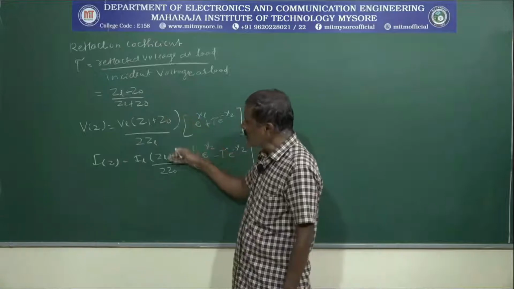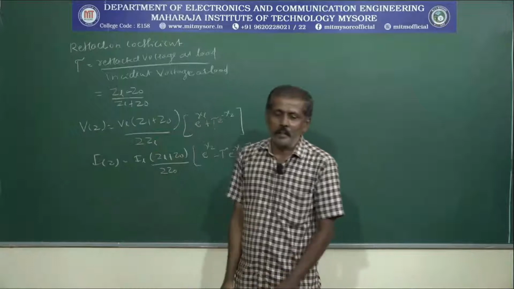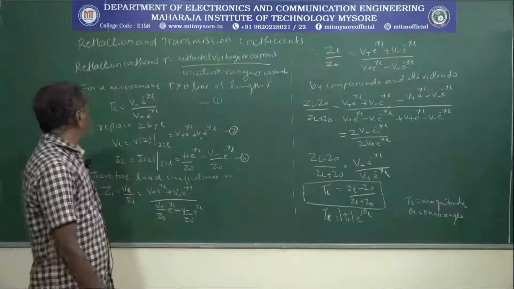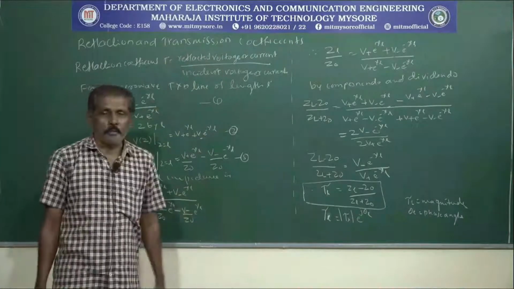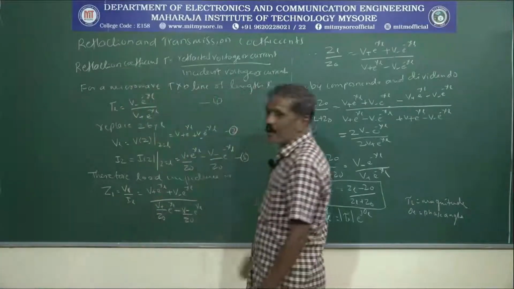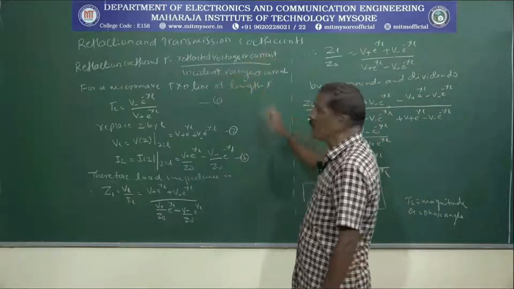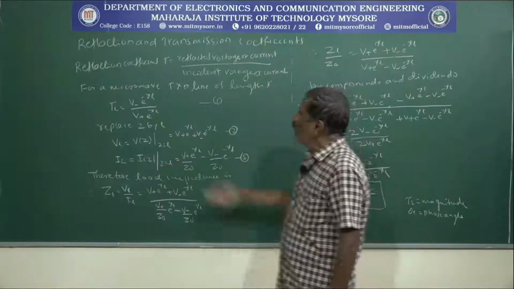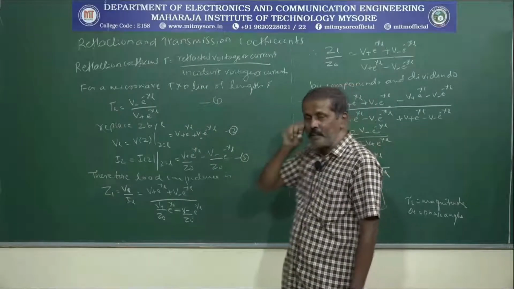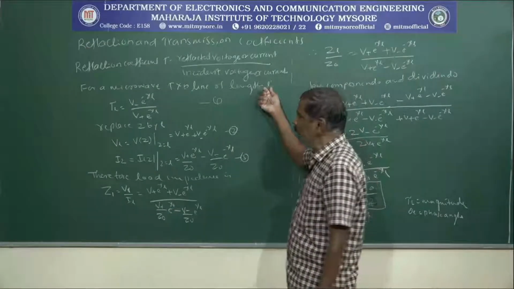Okay. And then this voltage divided by this particular current is going to give the reflection coefficient. So, let us consider the reflection and transmission coefficient of a transmission line. The reflection coefficient is given by reflected voltage or current divided by incident voltage or current, for a transmission line of length L. Instead of considering the whole length, we are considering a small length L.